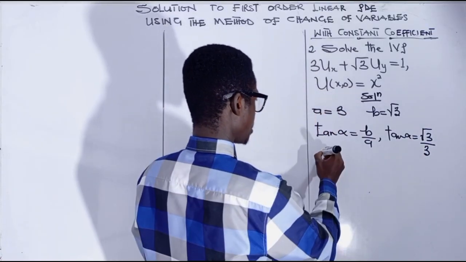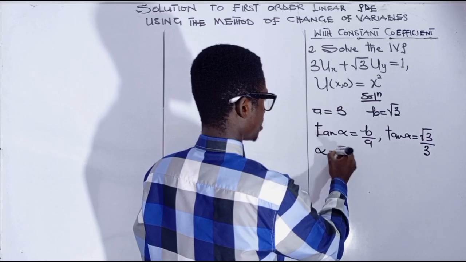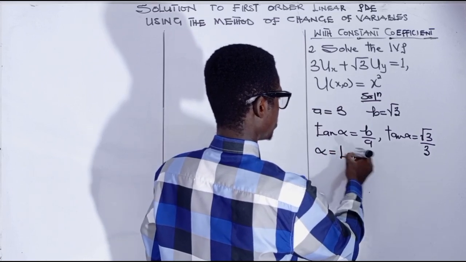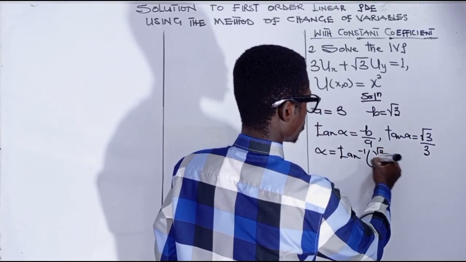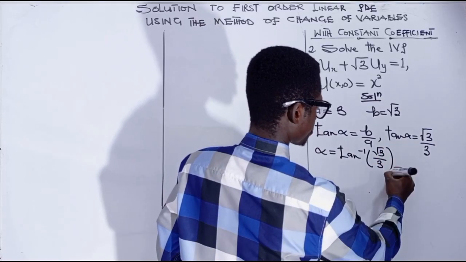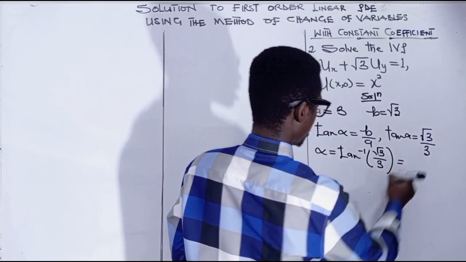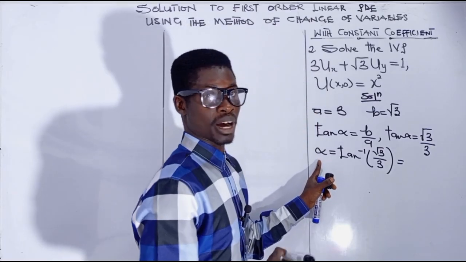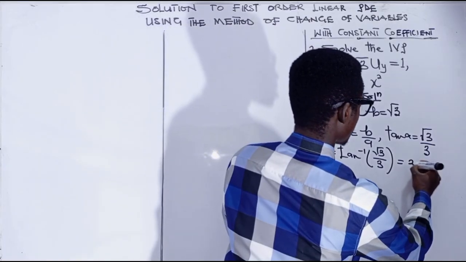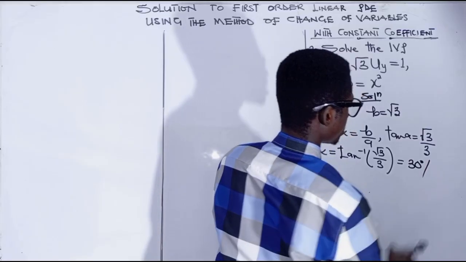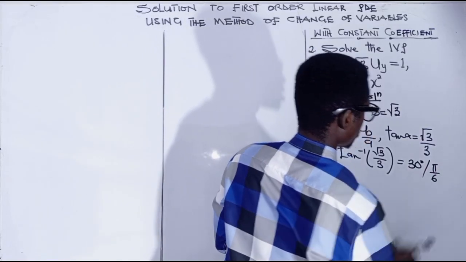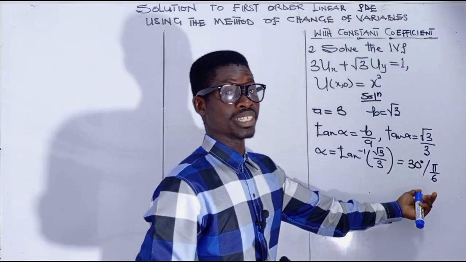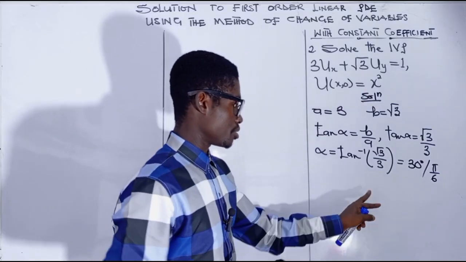So we can see that our alpha, which is the angle, is equal to the tan inverse of root 3 all over 3. When you punch it on your calculator, you are going to get alpha to be 30 degrees, or you can convert it to radians, that is pi over 6. You can use the degree or you can also use the radians. We are going to make use of degrees.